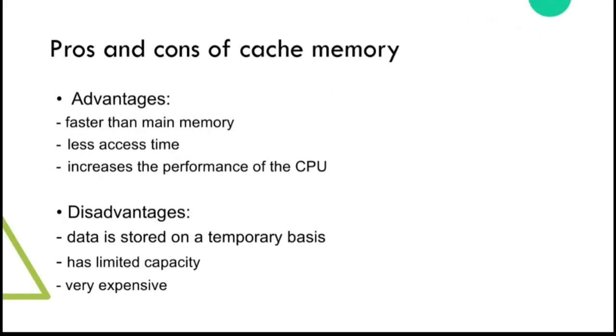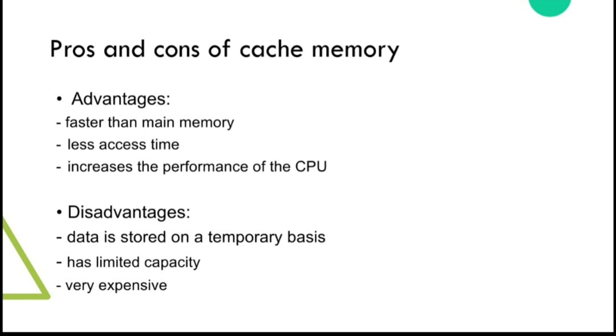Main advantages of cache memory is that it's faster in comparison to main memory and secondary memory. Programs stored by cache memory can be executed in less time. Additionally, the data access time of cache memory is less than that of the main memory. And also, cache memory stores data and instructions that are regularly used by the CPU. Therefore, it increases the performance of the CPU.